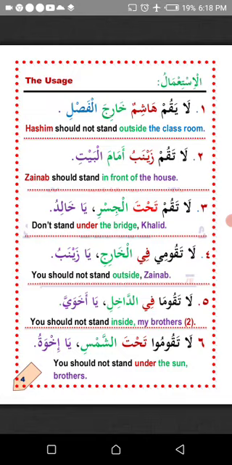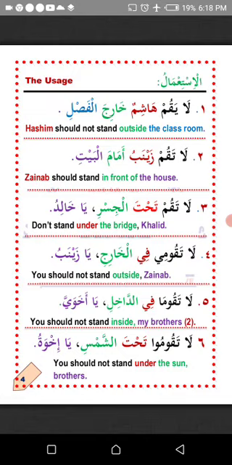لا تقوما في الداخل يا أخوي. لا تقوما, you should not stand, commanding two male persons. في الداخل, inside. لا تقوما في الداخل, you should not stand inside. يا أخوي, brothers. So how many brothers am I commanding not to stand? 2 brothers. ستة, number 6.